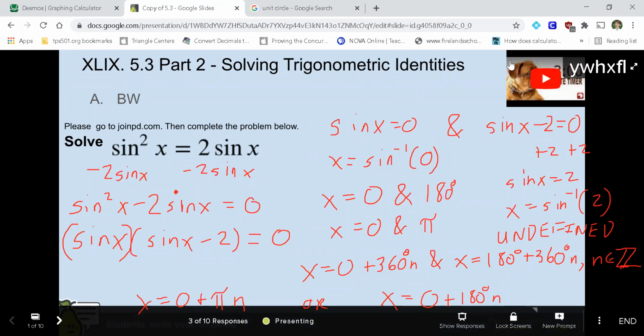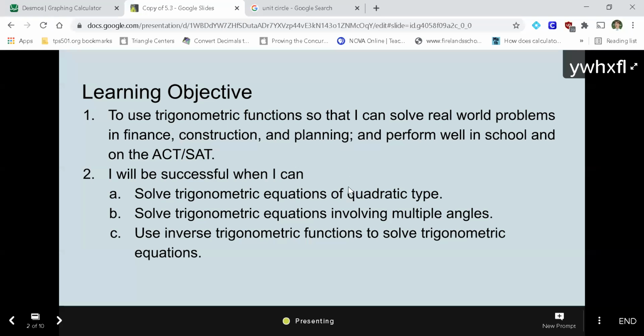Okay, well, today we're going to finish 5.3, which is dealing with trig equations in quadratic type, multiple angles, and then, I don't know, we won't really need to cover C. C we've been actually using all along. Inverse trig functions. All right, so let's start off with quadratic type.